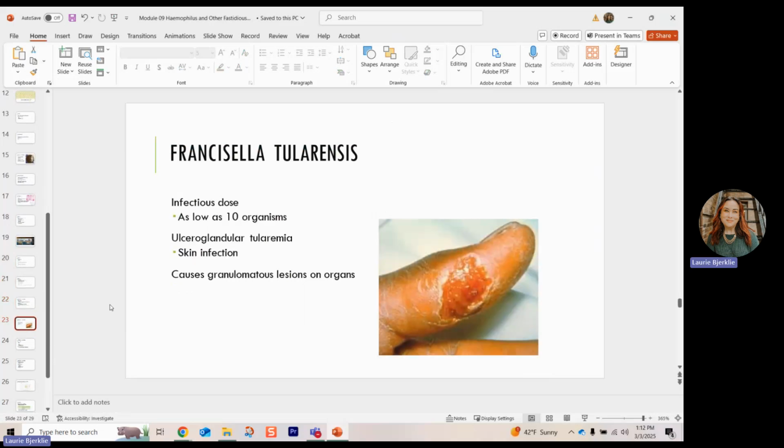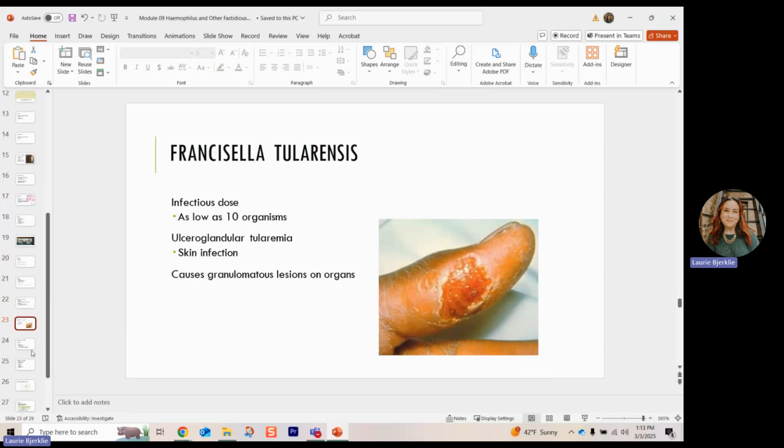So again, this doesn't need a lot of organism to give you an infection. As low as 10 organisms can cause an infection. It can start as a skin infection, as you see here in the picture, what we call ulceroglandular tularemia. So it's like a skin ulcer, but then it can spread in your body. If it can get deeper, it can spread and cause those same kind of lesions that it caused on the skin in your organ systems.